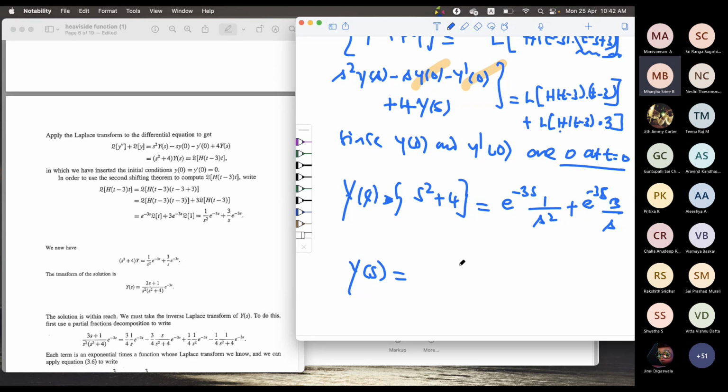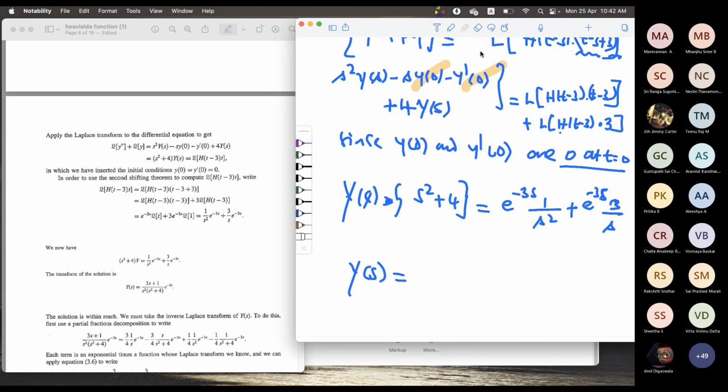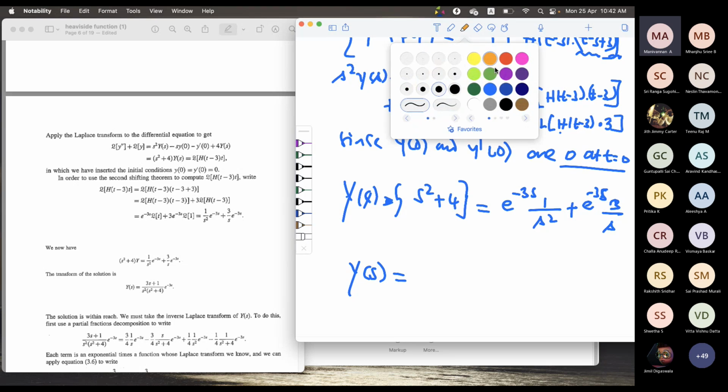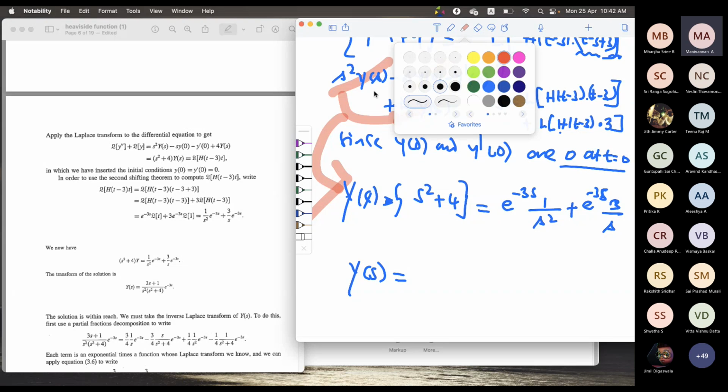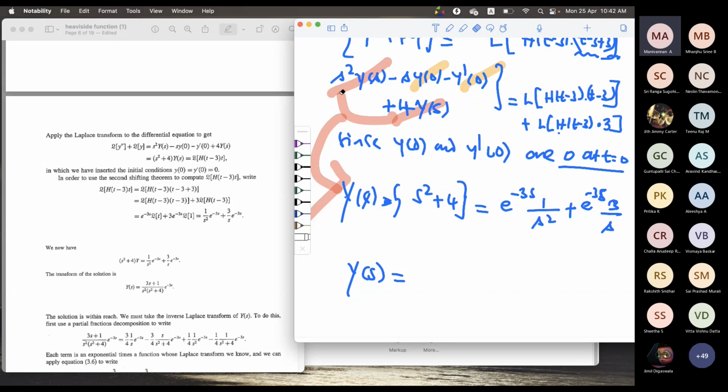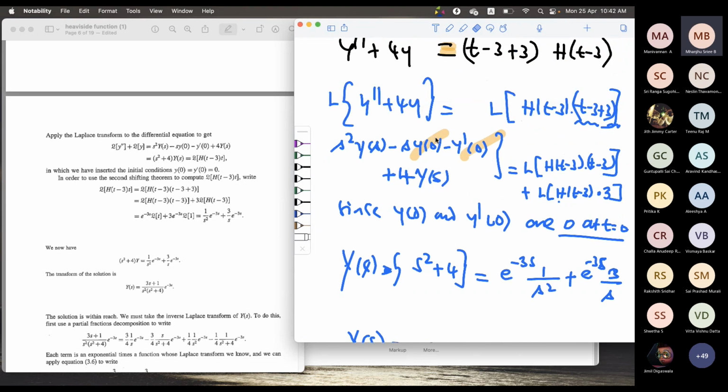Now, how did you evaluate the left side, sir? Like s square into y of s, these two terms, how did you do? We are taking the common thing, right? From these two terms, you are going to take this common term, right? No, sir, the step before. How did you find the Laplace of y double dash?